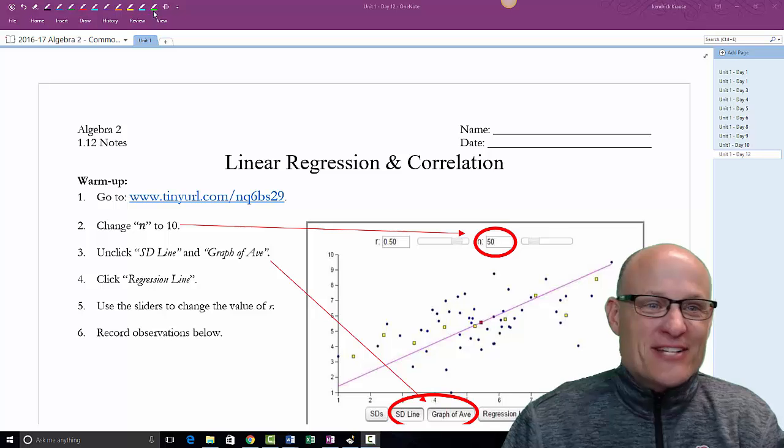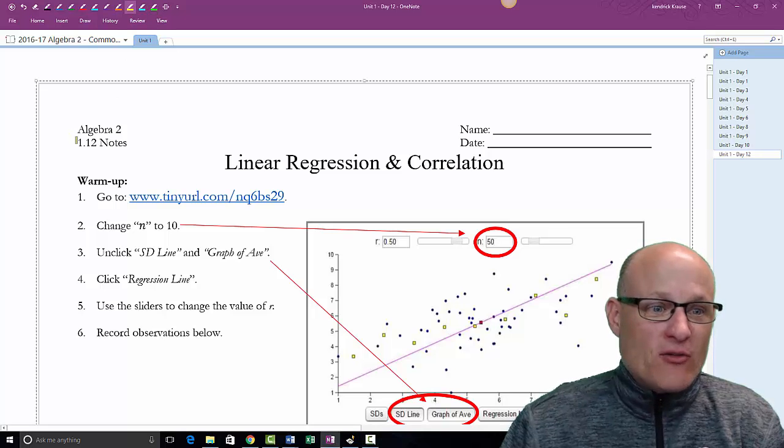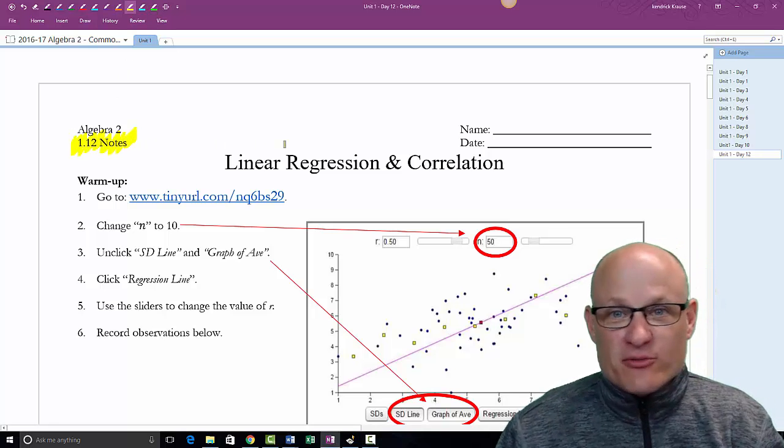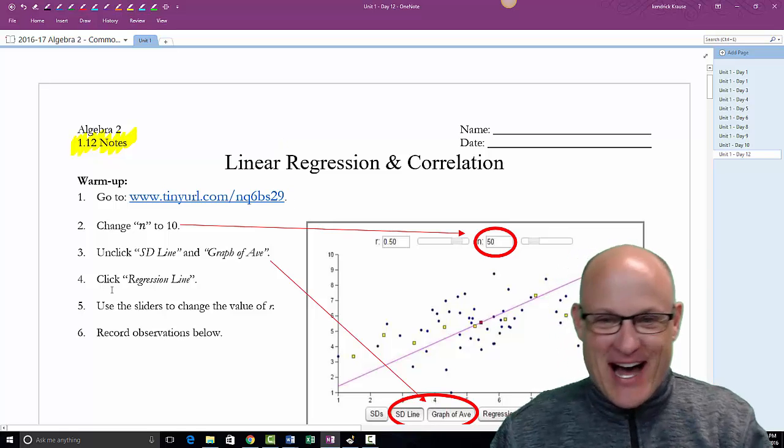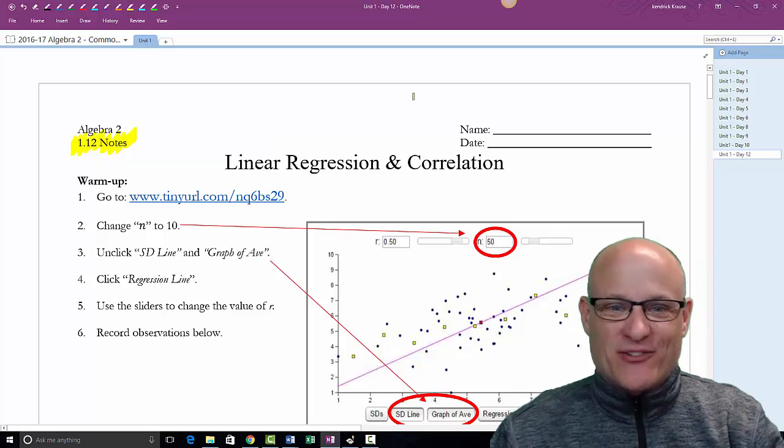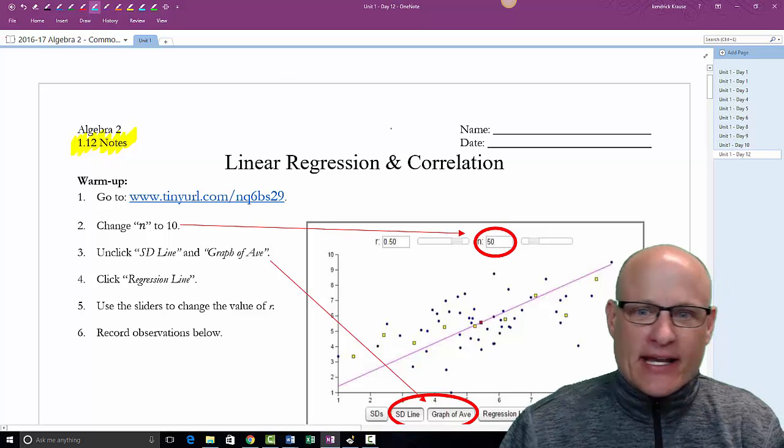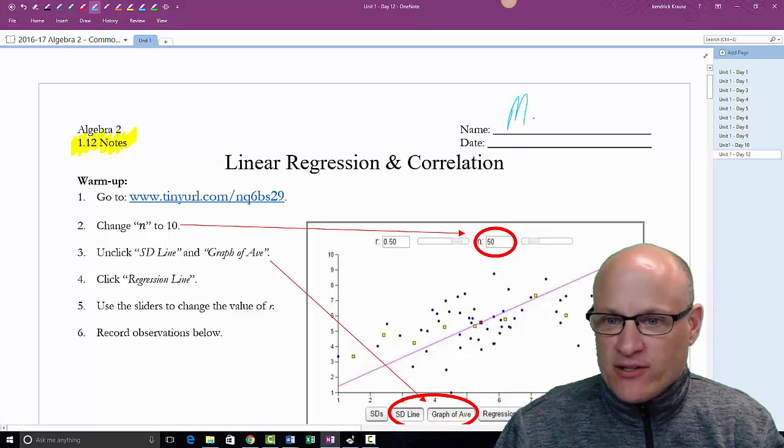Oh my gosh, 1.12. We got one left after this one, and then review, and then it's time for a big old test. Woohoo! All right, not yet. Right now, Mr. Key is here to help ye. Man, I should have been a poet.